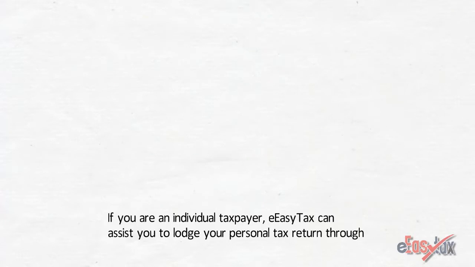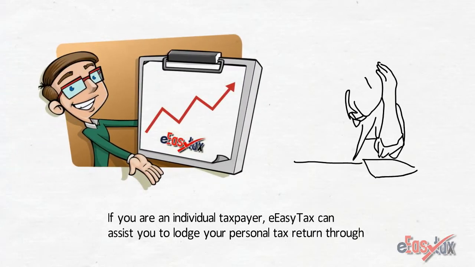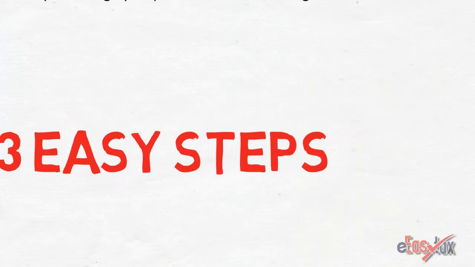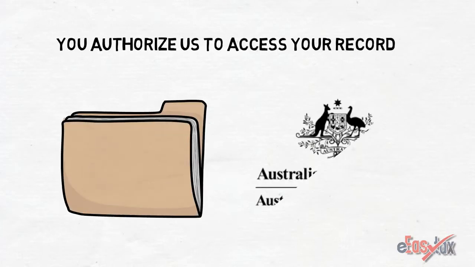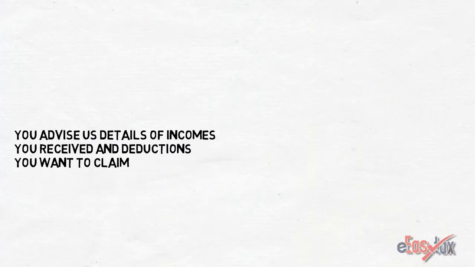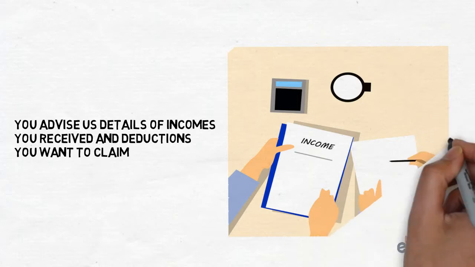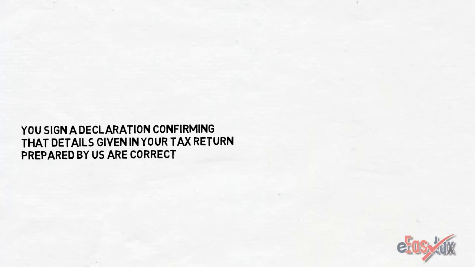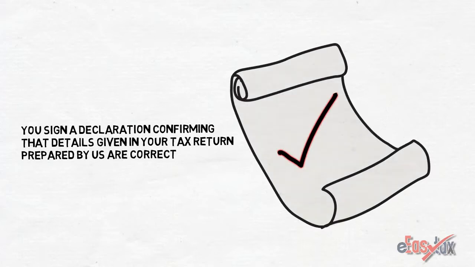If you're an individual taxpayer, EasyTax can assist you to lodge your personal tax return through 3 easy steps. Number 1. You authorize us to access your record at the Australian Taxation Office. Number 2. You advise us details of incomes you received and deductions you want to claim. And number 3, you sign a declaration confirming that details given in your tax return prepared by us are correct.